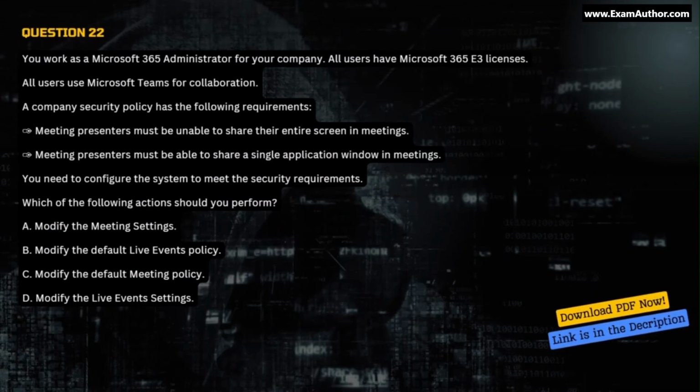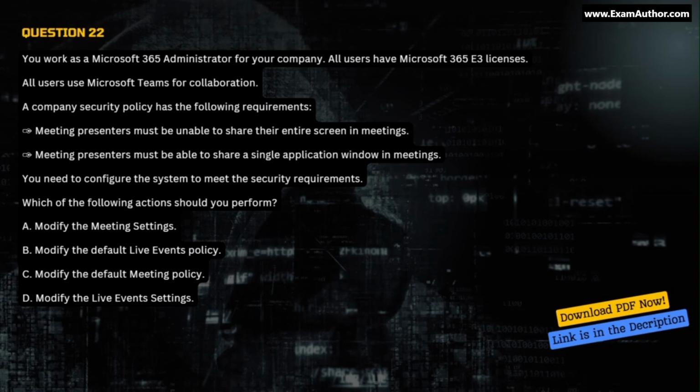Question 22. You work as a Microsoft 365 administrator for your company. All users have Microsoft 365 E3 licenses. All users use Microsoft Teams for collaboration. A company's security policy has the following requirements. Meeting presenters must be unable to share their entire screen in meetings. Meeting presenters must be able to share a single application window in meetings. You need to configure the system to meet the security requirements.